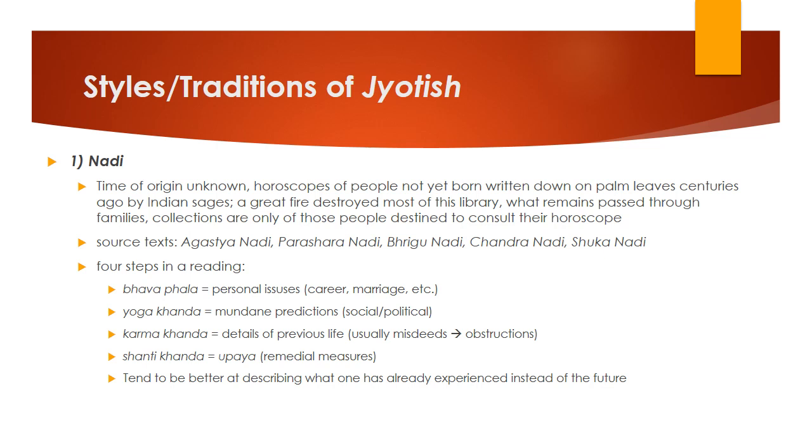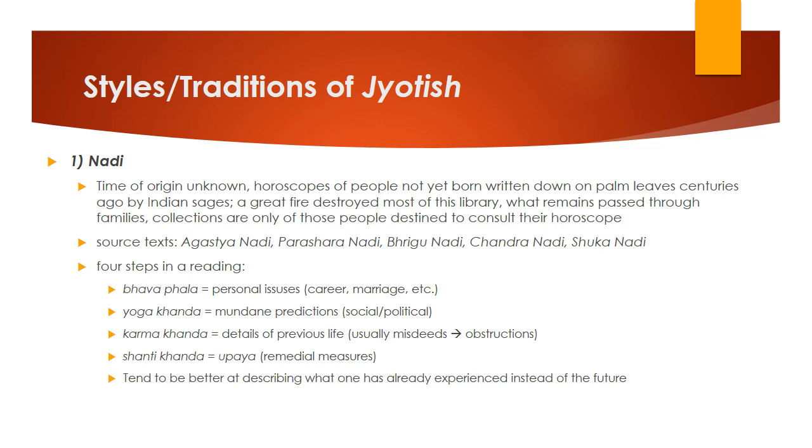So there are 5 main traditions. The first I'm going to talk about is the Nadi tradition. The time origin of this tradition is not known. And this is a pretty unique form of Jyotish. So Nadi is essentially at this point a library of horoscopes of people who had not been born when they were written down. And the horoscopes were written down on palm leaves centuries ago by Indian sages who basically, since they're seers, could sit in meditation and download horoscopes from people who had not been born yet.